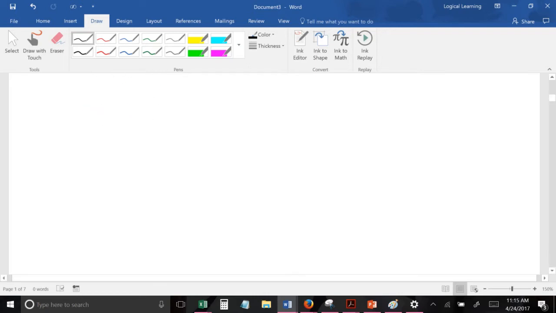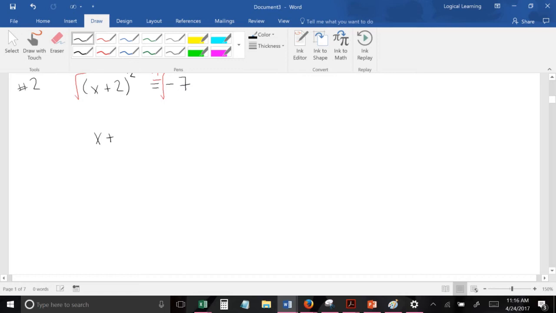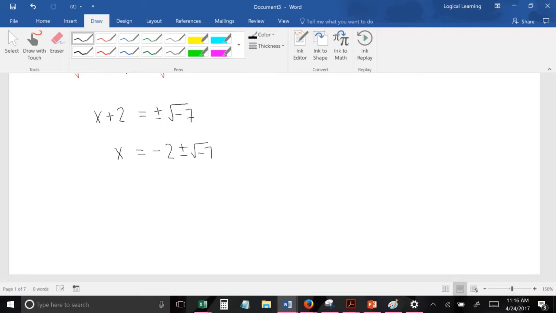Let's go ahead and take a look at another example. What if we have x plus 2 squared is equal to negative 7? Well, in this case, again, we want to take the square root of both sides, and when we do that, we get positive or negative. This gives us x plus 2 equals plus or minus the square root of negative 7, and subtracting 2 from each side, we get x is equal to negative 2 plus or minus the square root of negative 7.